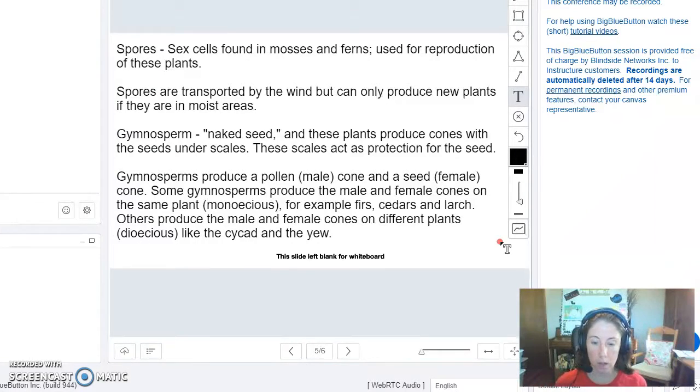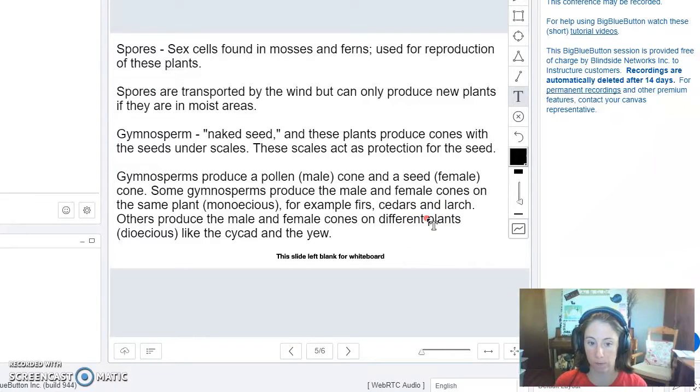These plants produce cones with the seeds under the scales, and these scales act as a protection for the seed. Now, gymnosperms produce pollen. Pollen is the male portion of the plant. I know probably some of you are not familiar with pollen to some extent, but here where I live in the spring, pollen is really bad. It's like yellow snow. It covers everything in layers. But pollen, that yellow stuff that coats everything, is the male part of the cone.